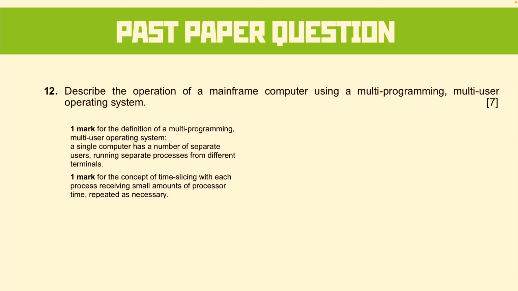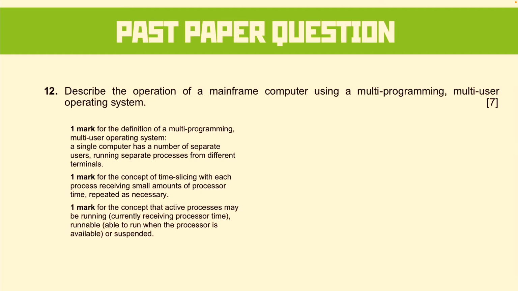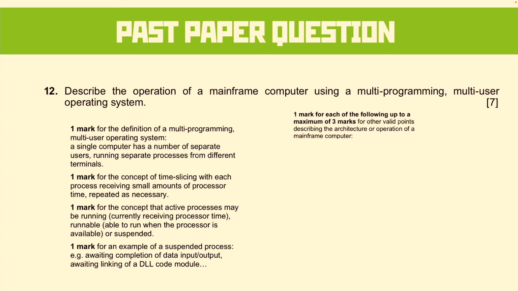So because multiple people are trying to use one CPU on a server, the server's having to time slice. It's having to give a little bit of server time to everybody on the system. Now, active processes may be running, so they're having processor time. And if the processor is available, they get it, or if it's suspended, they don't. A suspended process might be waiting for something to complete, or linking to something, or waiting for a printer to finish. We'll extend that a little bit by talking about how it actually works.